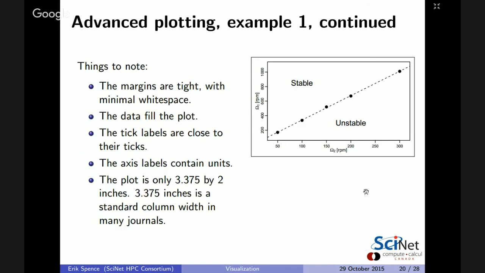Okay. No white space. It's tight. That box you see there was made by LaTeX. The boundary box is actually tighter than that. You just can't see it in this plot. If you brought it up in its own viewer, you would see it's very tight. The data fill the plot. The tick labels are close to their ticks. And the labels for the axes are also tight. Not too tight, tight enough though that you can still read it. And again, the plot is only 3 3/8 inches wide, 2 inches tall.